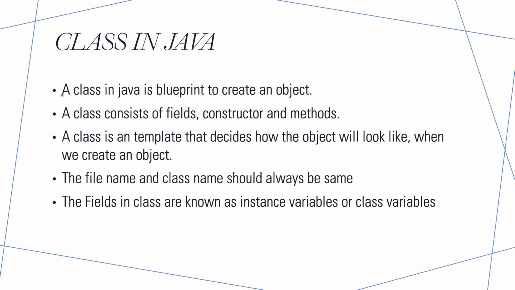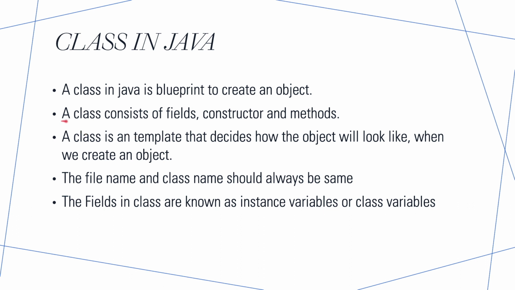Now, first, let us see what is a class in Java. A class is a blueprint to create an object. So the class tells how the object will look like. A class is a template that decides how the object will look like when we create an object.